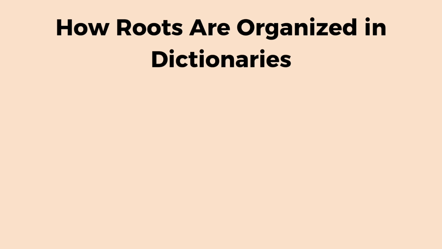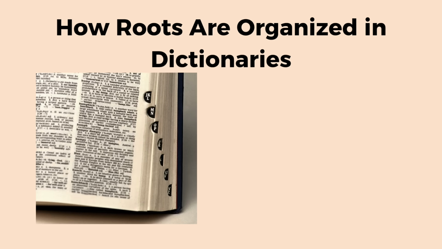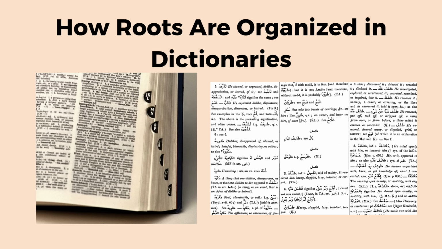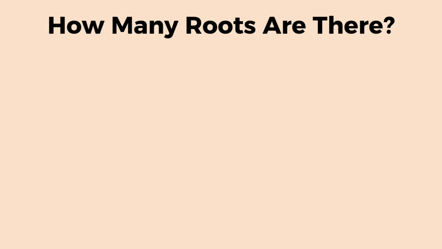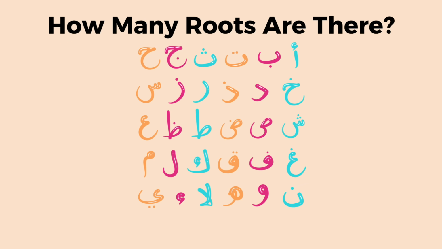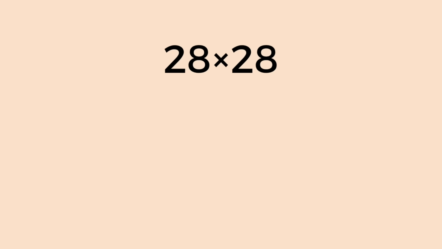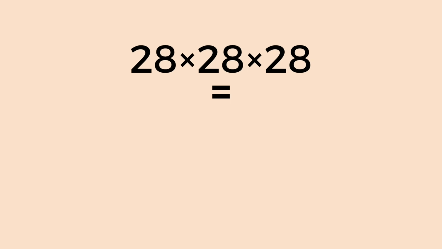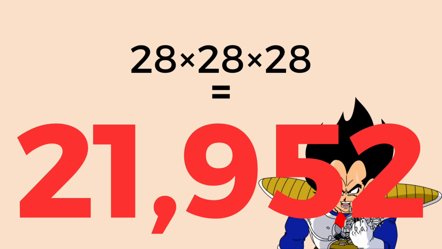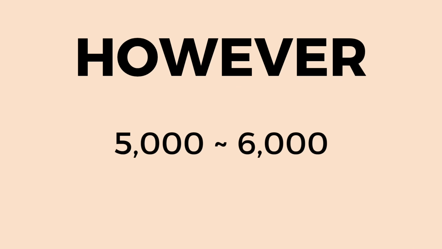How roots are organized in dictionaries. Unlike European language dictionaries, where words are alphabetized, Arabic dictionaries organize entries by roots. Typically, verbs and their derived forms appear first, followed by other derivations of the root. But how many roots are there? In theory, Arabic has 28 consonants. This means there are 28 times 28 times 28 equals 21,952 possible triconsonantal combinations. However, most dictionaries list only about 5,000 to 6,000 roots.